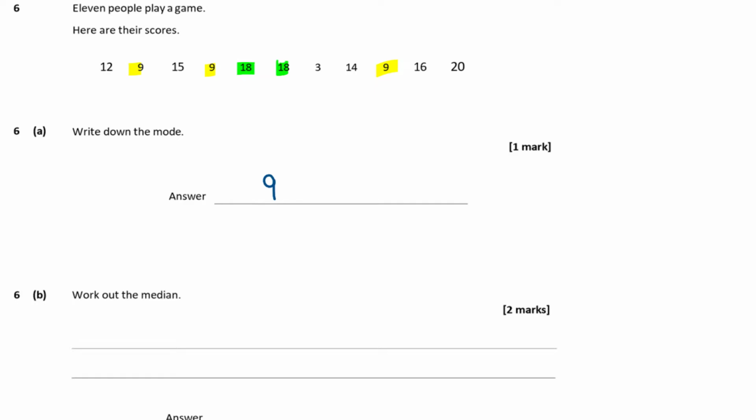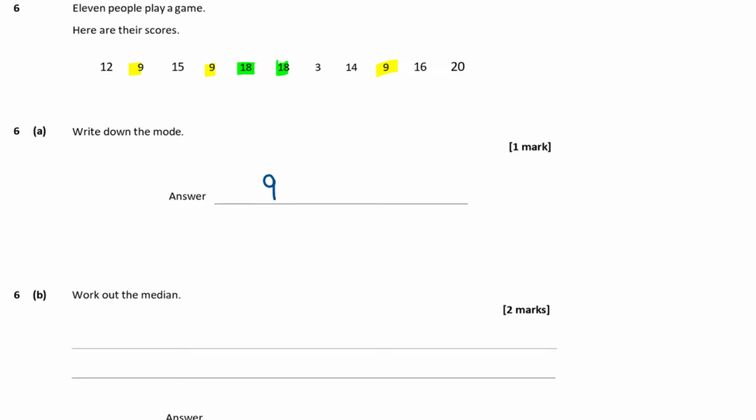Now, median is another type of average. It's the middle number, isn't it? The median. But it's the middle number after we arrange it from smallest to biggest. So the first thing you're going to do here, and the thing that's going to get you the first mark, is to take that list of numbers and rewrite it from smallest to biggest.